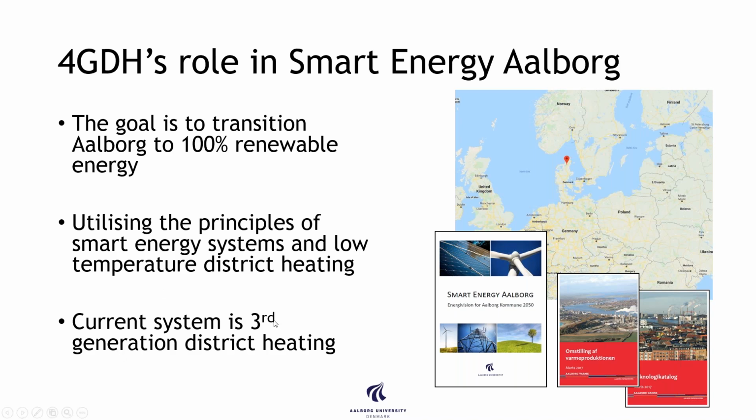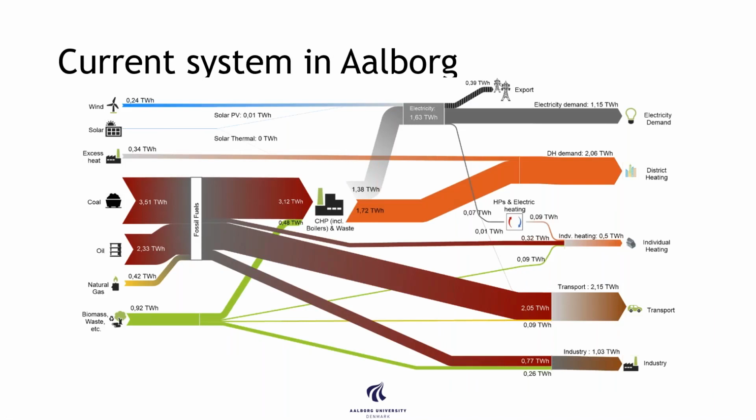So currently the system in Aalborg is a 3rd generation district heating system, and we want to move into 4th generation. As you can see, this is a Sankey diagram of how Aalborg looks currently, where we have coal and oil as the primary resource, a little waste, and some renewable, but not a lot. The coal is primarily fueling a CHP plant, and the oil is primarily for industry and transport, alongside some gas also for industry. The oil is primarily for transport.